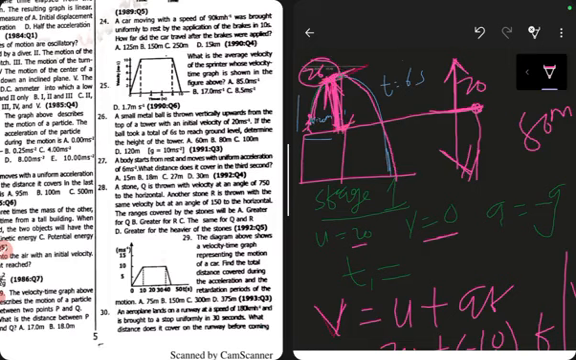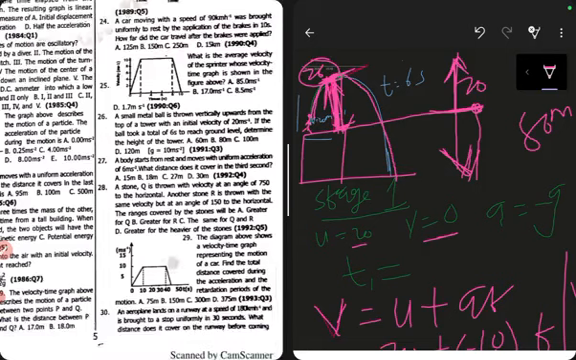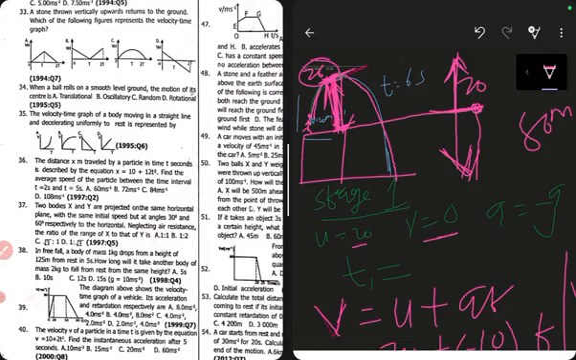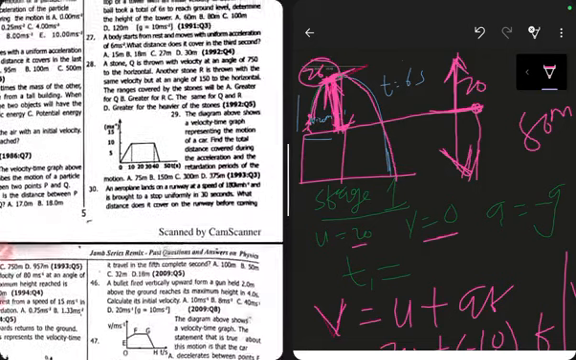So to get the height of the tower, it will be the total 80 in the second stage, which is from maximum height down, minus this 20. And that will give me 60 meters, which is option A. So the answer to question 26 is option A. I think that with this, we will be able to solve any question under linear motion.